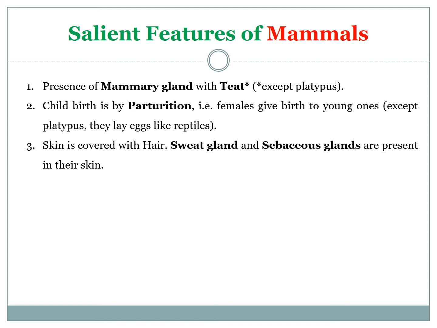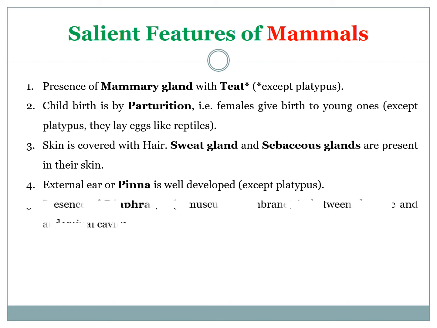Their skin is covered with body hair, and the skin is also fitted with some sweat glands and sebaceous glands. The presence of external ear or pinna is also a very unique feature for mammals. They have a diaphragm in between their abdominal cavity and thoracic cavity. This diaphragm is a muscular membrane which assists in the ventilation of lung. Presence of diaphragm is a unique feature for mammals.